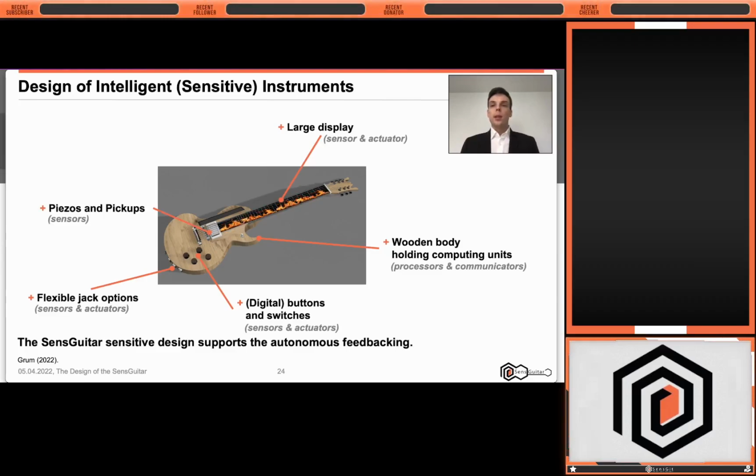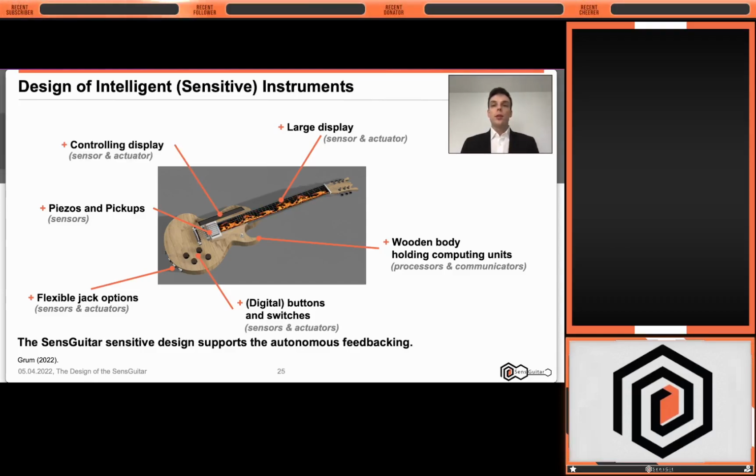Piezoelectric and magnetic pickups can be used as sensors. By them, different kinds of audio signals are input to the SensGuitar. To be more concrete, in this case, we speak about 6 piezo pickup signals, 1 per string, and 2 magnetic pickup signals.